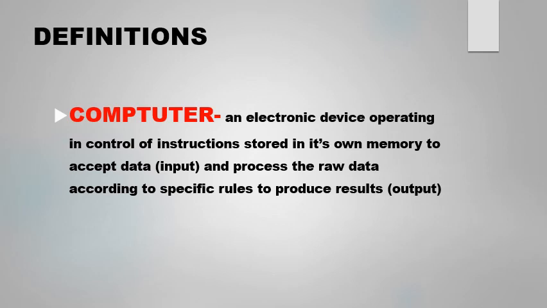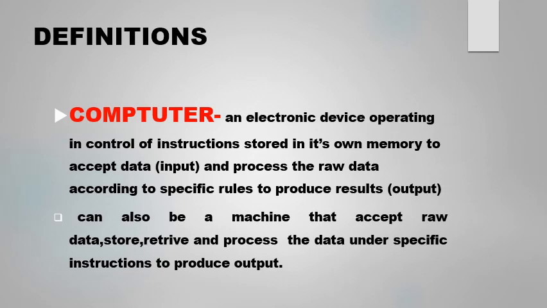What is a computer? A computer is an electronic device operating under the control of instructions stored in its own memory to accept data, input, and process the raw data according to specific rules to produce results, that is output. It can also be a machine that accepts raw data, stores, retrieves, and processes the data under specific instructions to produce output.